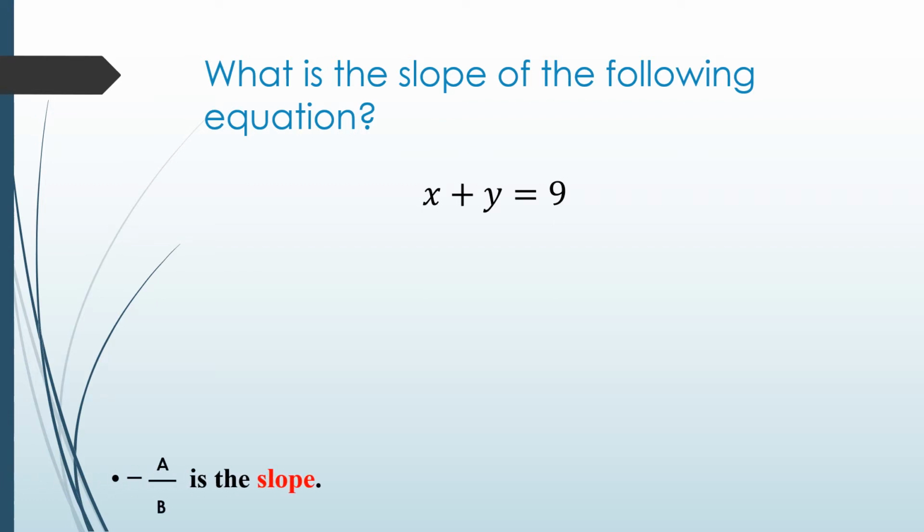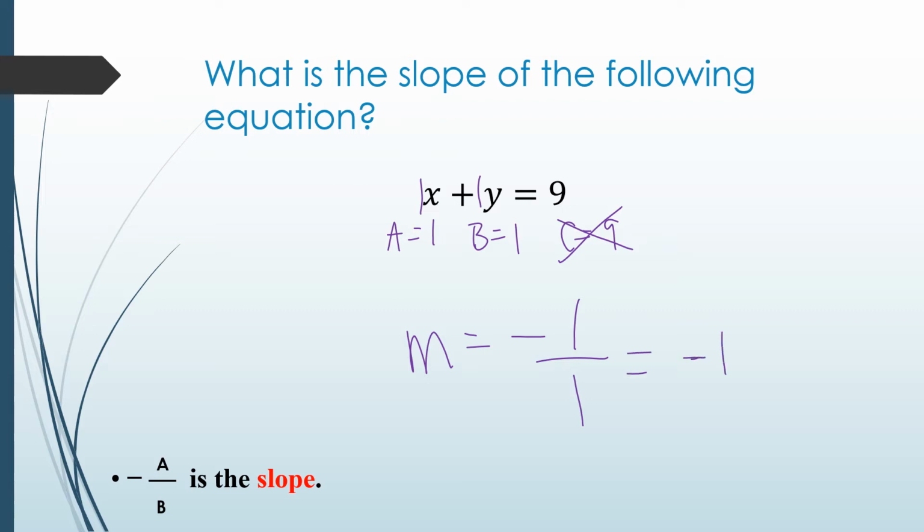If I know that the slope is the opposite of A over B, I know that A equals 1, B equals 1, because remember when there's not a number, those are 1, and here C equals 9. Well, I don't even need the C value. I'm just looking at what number's in front of x and what number's in front of y. So m is going to equal the opposite, so the negative there, of A over B. My A is 1, and my B is 1 as well, and then I just simplify that. Negative 1 divided by 1 is negative 1. So my slope there is negative 1.